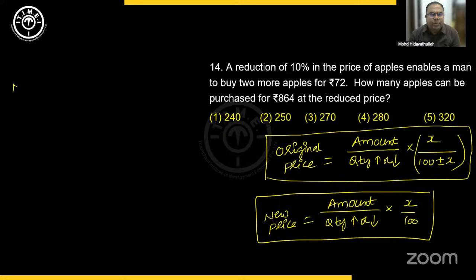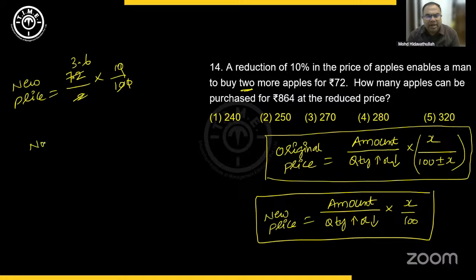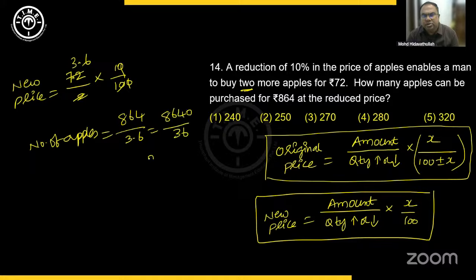So what is my new price? I want the new price, right? Amount, I have 72. I'm getting how many apples? More or less 2 apples. Price 10% reduced, so into 10 by 100. Directly I'll get 3.6. So the number of apples I get for 864 rupees is 864 upon 3.6, or I can say 8640 by 36. To solve this, you'll get 240. Right?